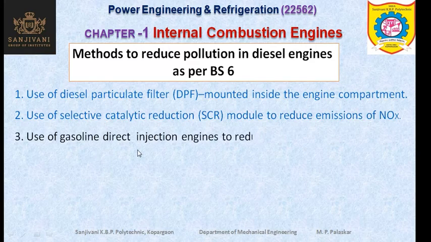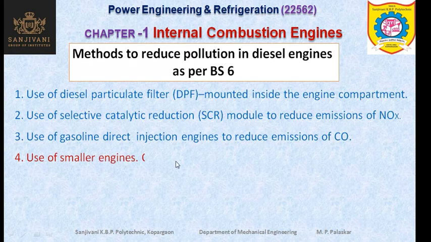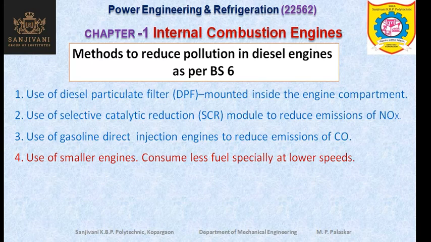Use of gasoline direct injection engines to reduce emissions of CO. The emissions of carbon monoxide can be reduced by the use of gasoline direct injection engines. Then we can use smaller engines. The smaller engines will consume less fuel, especially at the lower speeds.